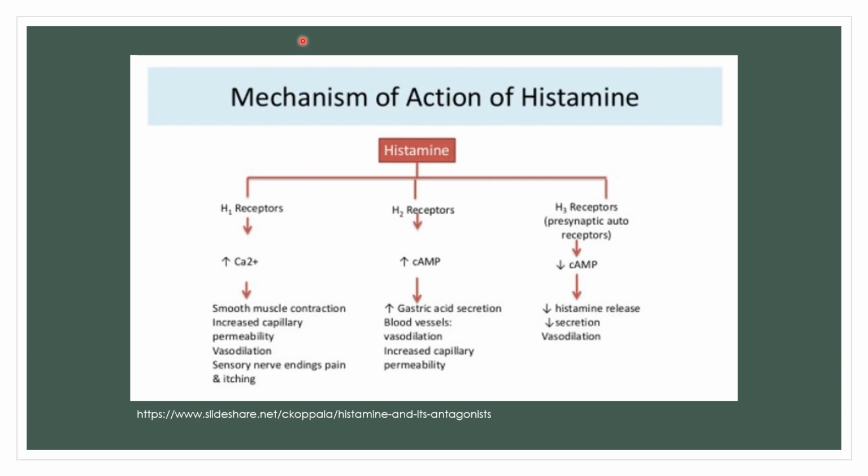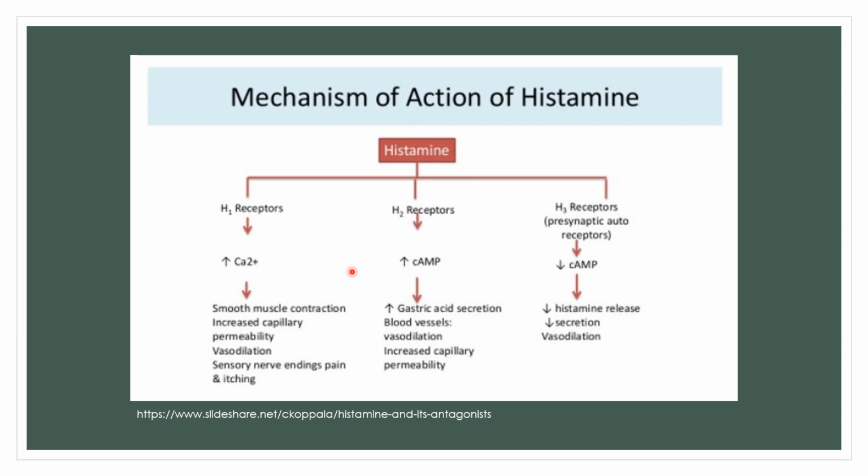When histamine binds to the H1 receptors that are present in a particular tissue, such as the small blood vessels, such as the capillaries, it will induce an increase in the capillary permeability. And when it binds to the H1 receptors that are present in the small blood vessels, it will also induce vasodilation. And this is mediated via the mobilization of the calcium ions.